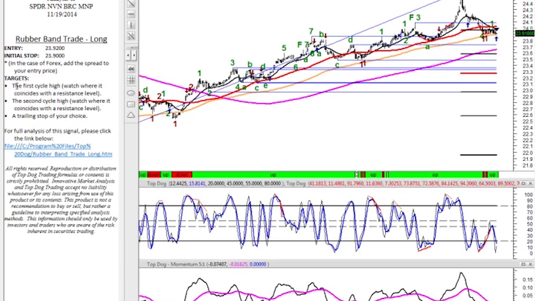It also tells us where our target should be, the first cycle high, the second cycle high, or a trailing stop of your choice. So we tell you exactly where to get in, where to place your stop initially, and what you should look for.